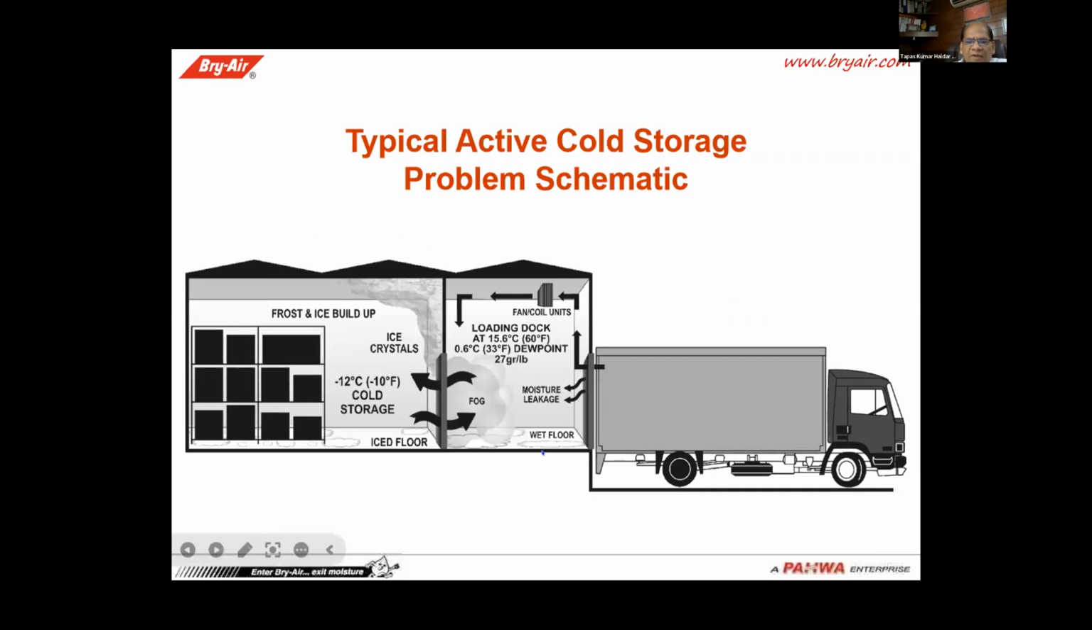How does it happen? Have a look at this picture. Say we are maintaining a temperature in the loading dock of 60 degrees Fahrenheit, and the dew point inside is 33 degrees Fahrenheit. So what is happening is that moisture travels from here, and there are fogs over here. Then there is fog inside this cold storage. There is ice on the floor, even in the ceiling, and sometimes water dripping from the ceiling itself. And we generally find at this loading dock a wet floor, which creates problems for the employees who are working there.